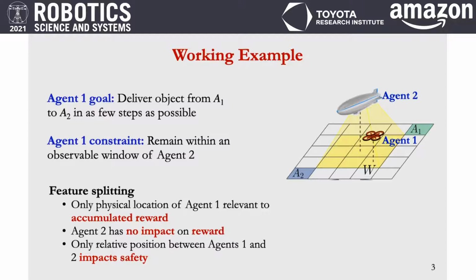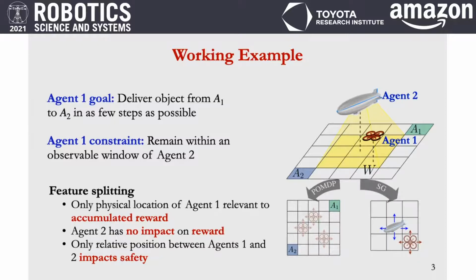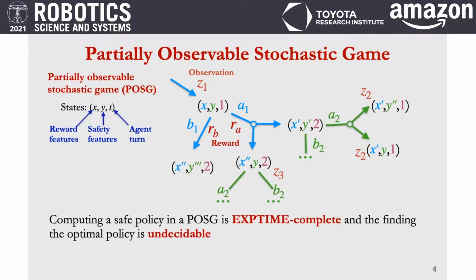In this case, Agent 1 wants to deliver an item from one side of the grid to the other, whilst also remaining within the observable window of Agent 2. This environment naturally splits into separable features, where, in one case, only the physical location of Agent 1 impacts the reward, and, in the other, only the relative position dictates the safety constraint. This class of problem is modeled as a partially observable stochastic game, or a POSG.